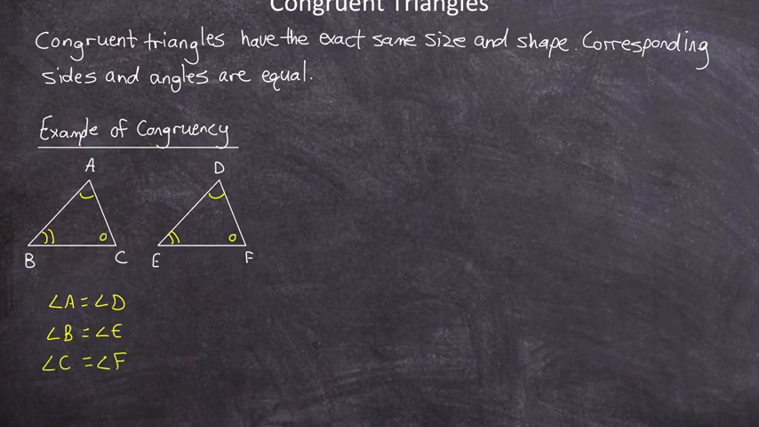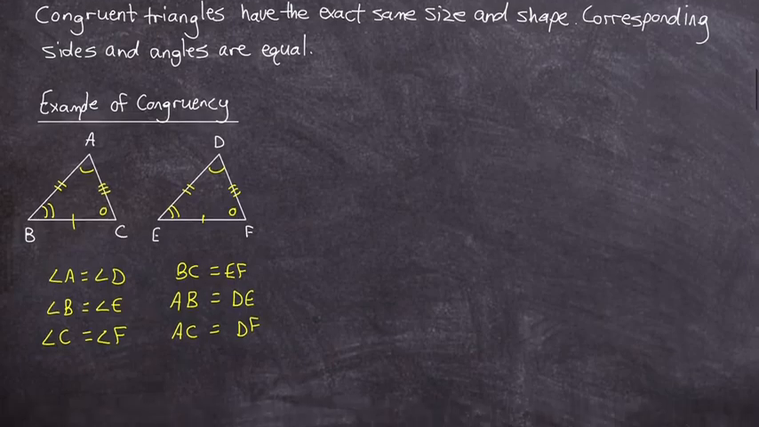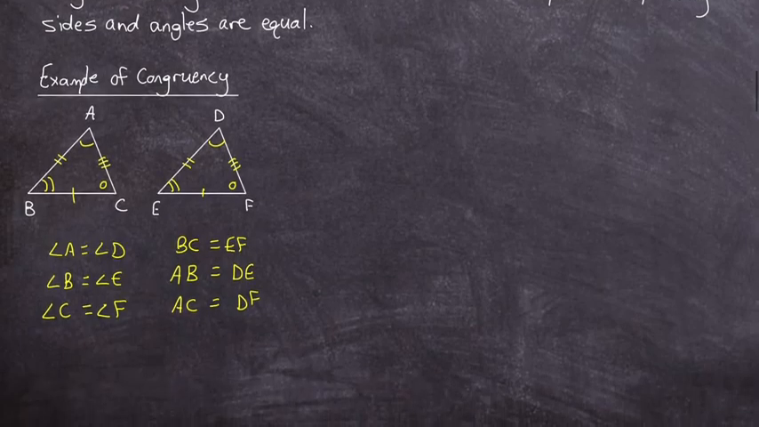And when triangles are congruent, not only are there three pairs of angles equal, but there are three pairs of sides equal as well. BC and EF are equal, AB and DE are equal, and AC and DF are equal. And when you have two congruent triangles, I'll show you the notation to state that they're congruent. We could say triangle ABC is congruent to, and here's the notation for congruency, triangle DEF.